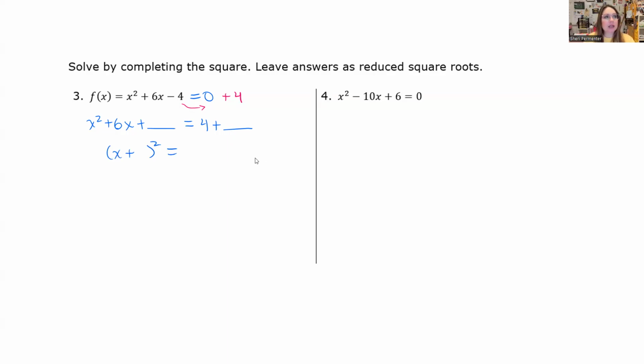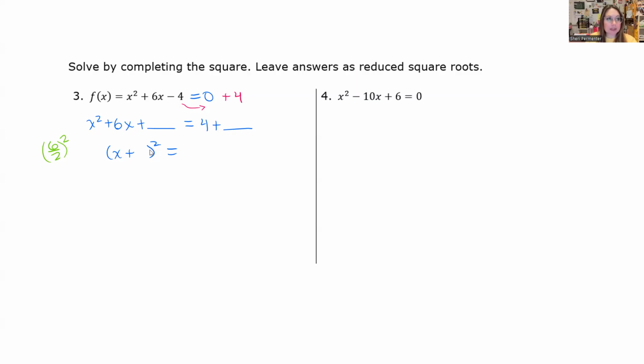And my sign is going to be positive because this is positive. So when I do my next problem, in parentheses, it'll be negative. Off to the side, I'm going to complete the square. So I'm going to have b divided by 2 squared. 6 divided by 2 squared. What's 6 divided by 2?